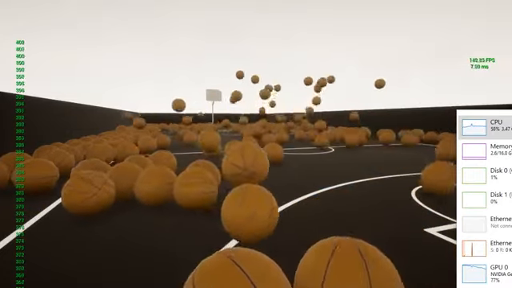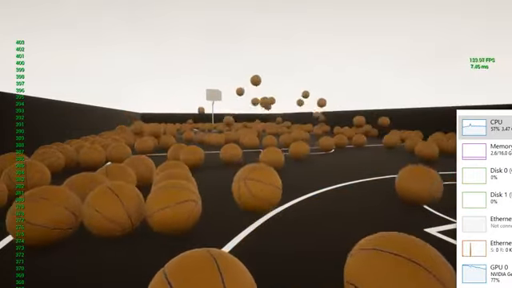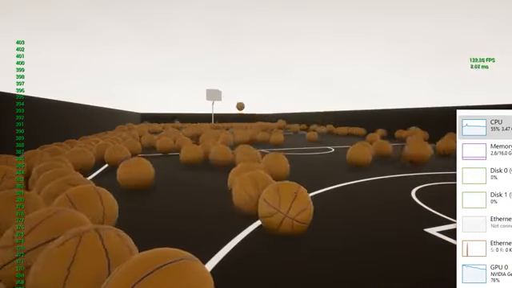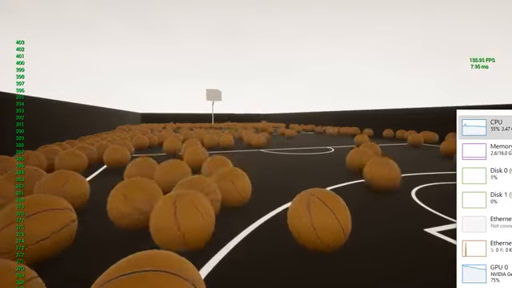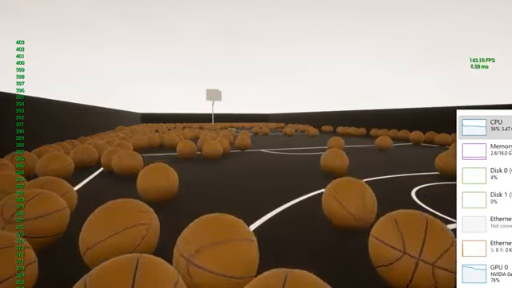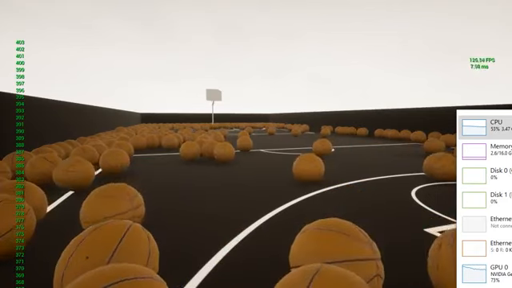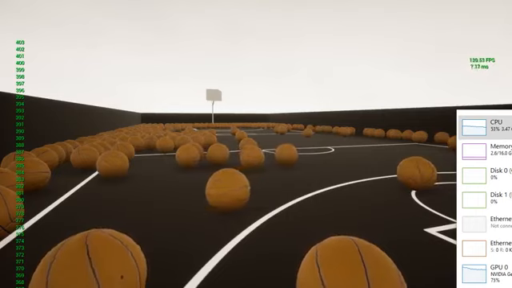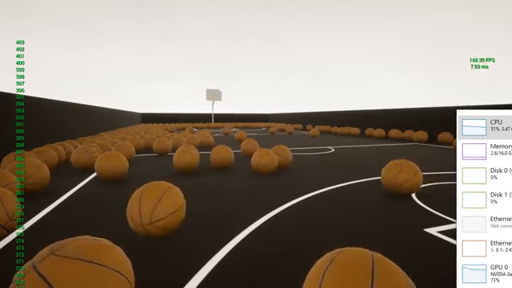So we're up to 400 basketballs, and our frames per second are at looks like 120, 130, which is pretty amazing. I thought with this many basketballs in the scene, I really thought it'd be a lot lower. I thought we'd be in the 20s. So pretty phenomenal.